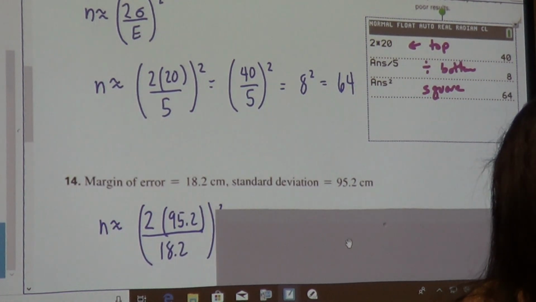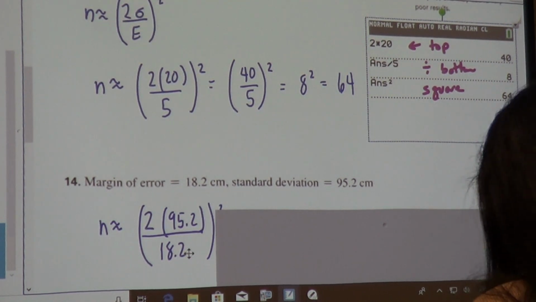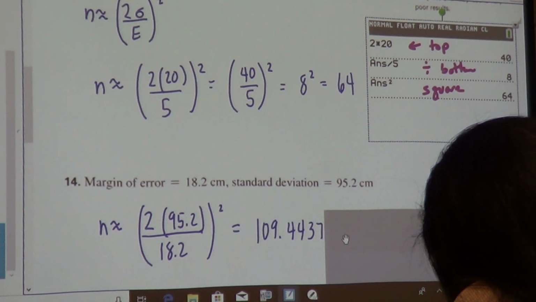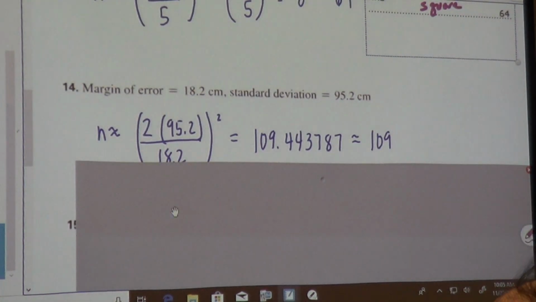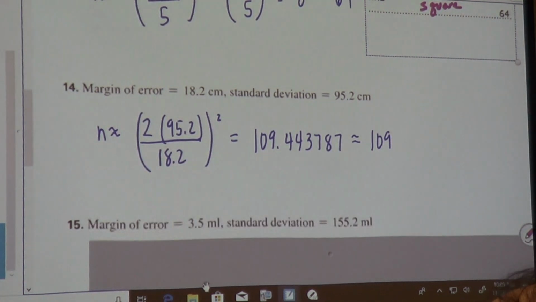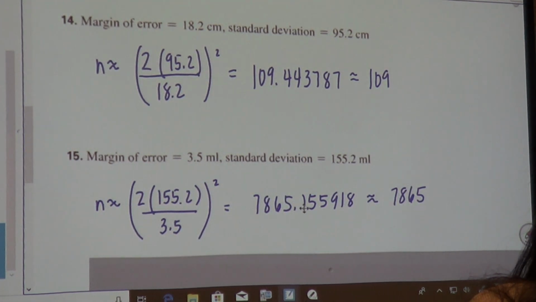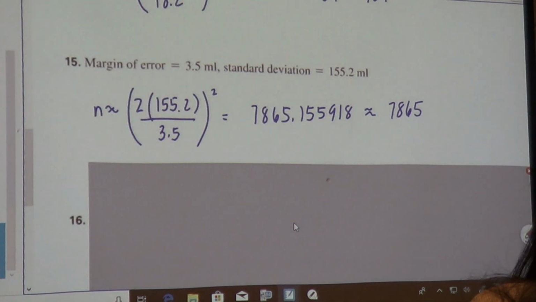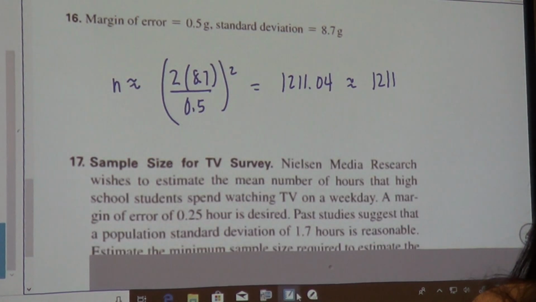So for this one, 2 times the standard deviation divided by the margin of error, and then square it. So what would my answer to this one be? 110. They went down to 109. I would have said 110, but they're using the rules of rounding. Oh yeah, I was gonna say if that was a 5.5. See, that was me. I would have gone up, but they're using the rules of rounding. Well, you're looking at person. I know. And see, we're rounding down. We good? And this is just plug and chug.